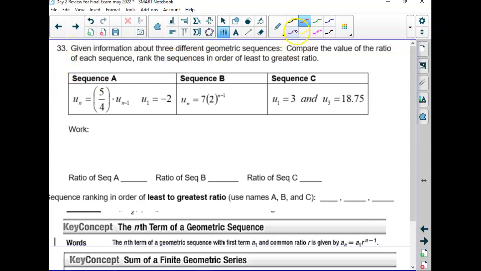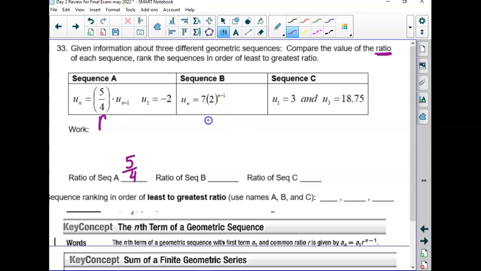All right. This could be a time-consuming question, but it's really not meant to be. Do you recognize what the ratio is from these different forms? What are they multiplying by over and over according to this sequence A? 5/4. Okay, this is R right here. So 5/4. It says take the previous term times 5/4, right? So they're multiplying by 5/4.